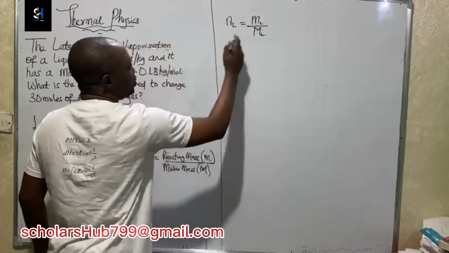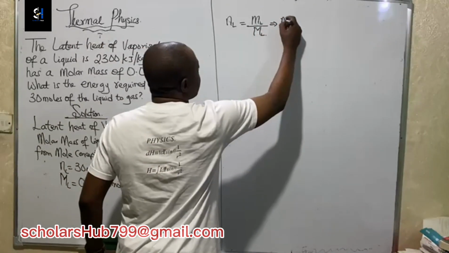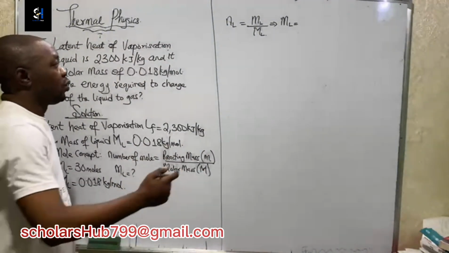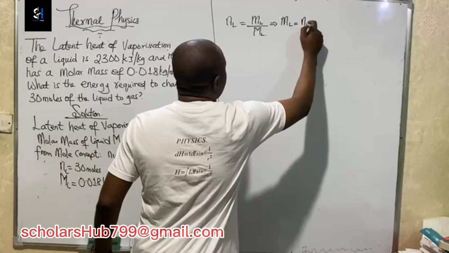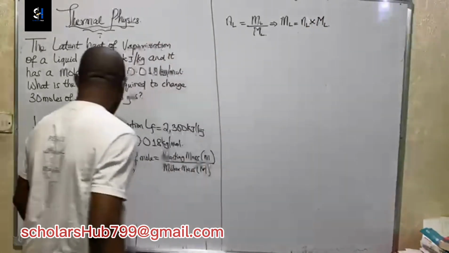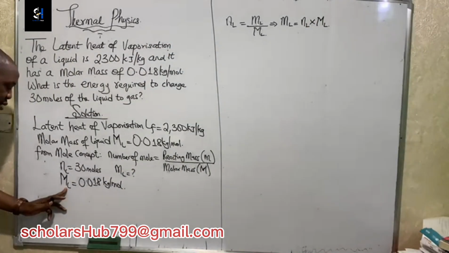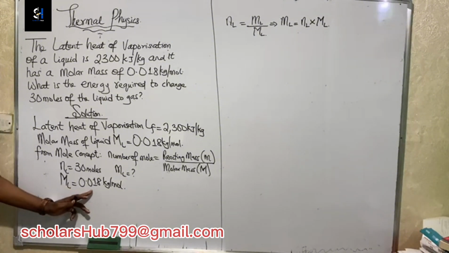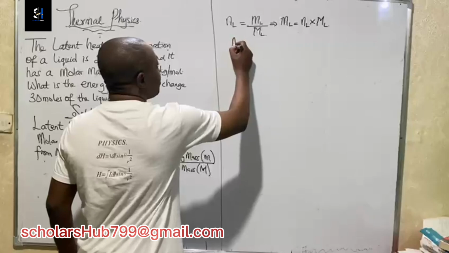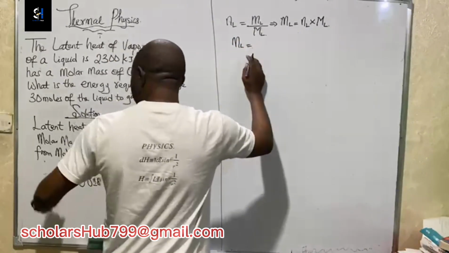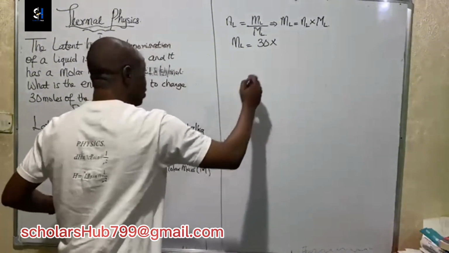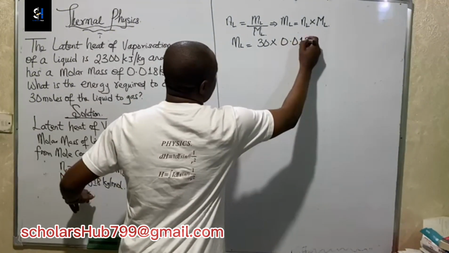The molar mass of the liquid. So in this case, we have the reacting mass of the liquid, which will be equal to the number of moles of the liquid multiplied by the molar mass of the liquid. Remember, we have here that the molar mass is 0.018 kilogram per mole. So the mass of the liquid will be 30 moles multiplied by the molar mass, which is 0.018.